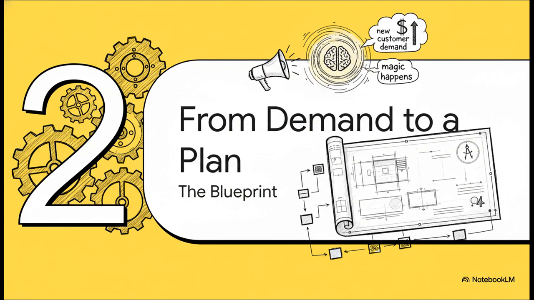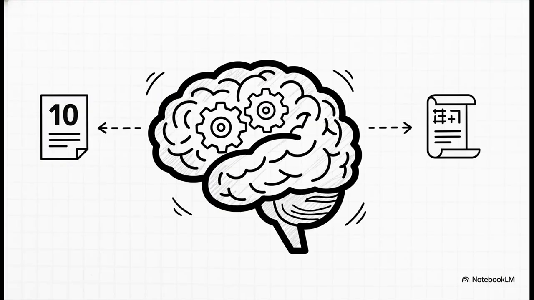The system doesn't panic. It makes a plan. It literally creates a blueprint for how to satisfy this new customer demand. An automated process called master planning kicks in. You can think of this as the system's central brain. It takes a look at all the incoming demand, like our order for 10 units, and it instantly calculates the absolute most efficient way to get it done.